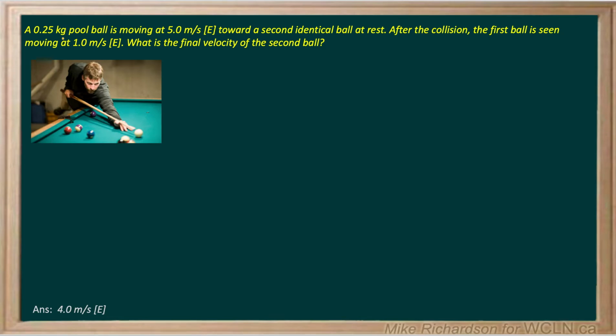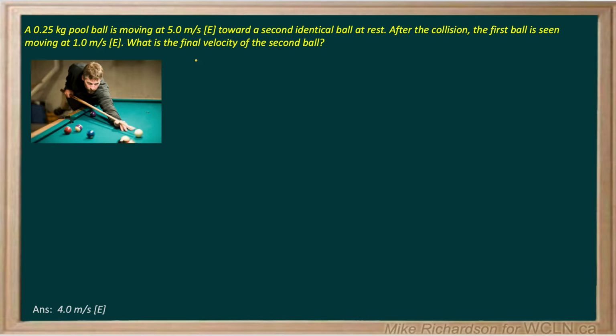All right, here we have a 0.25 kilogram pool ball moving at 5 meters per second easterly towards a second identical pool ball, which is at rest. After the collision, the first ball slows down from 5 to 1 meter per second. What's the final velocity of the second ball?